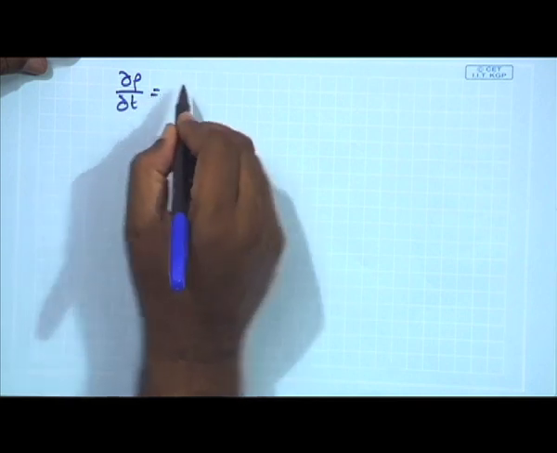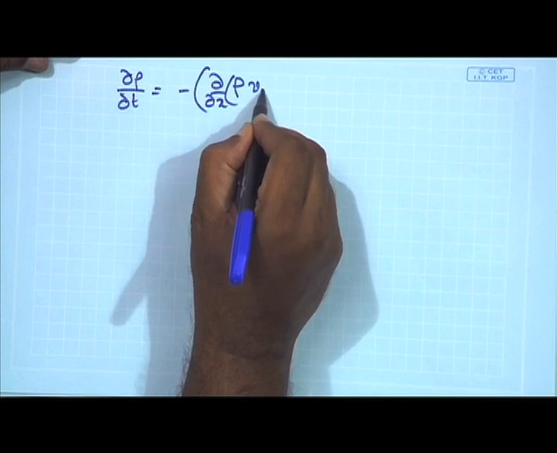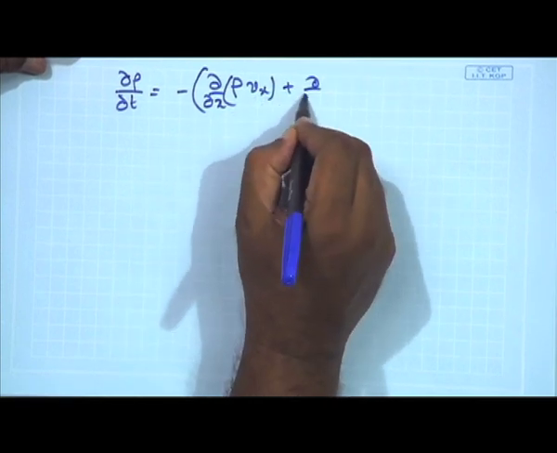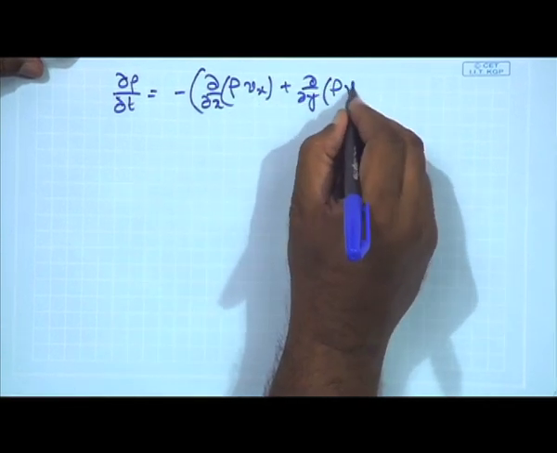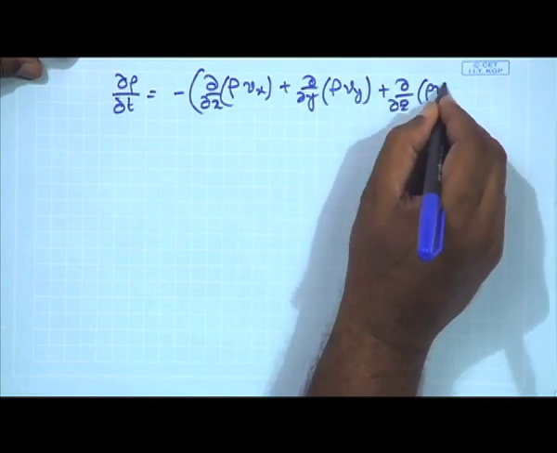Another way, if you expand the term, that is, I started with this being equal to minus del x of rho v x plus del y of rho v y plus del z of rho v z.